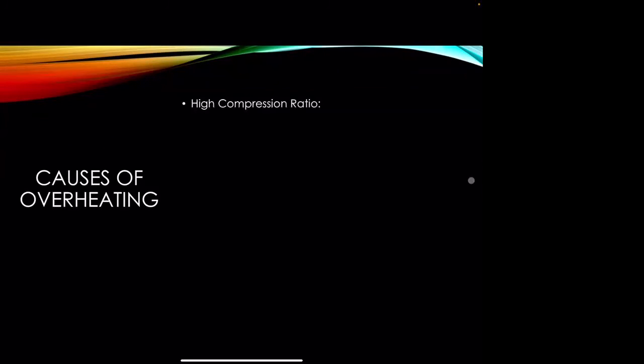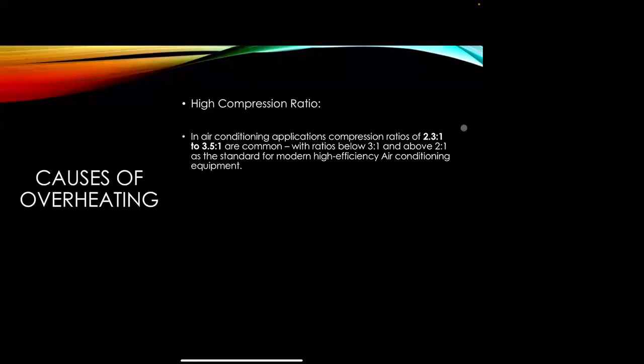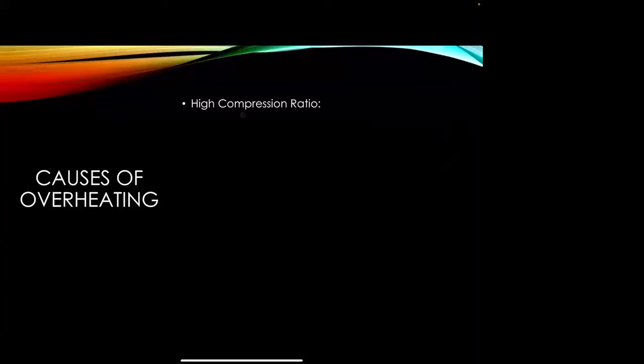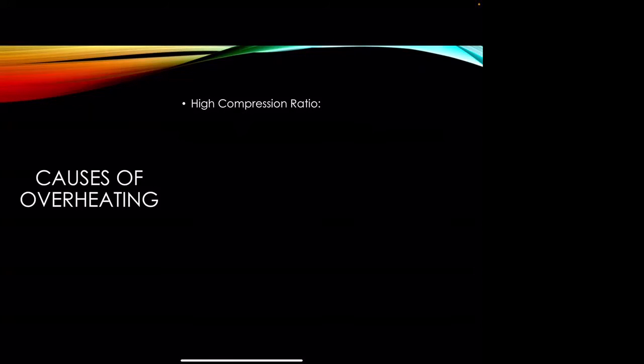Let's look at some causes of overheating, some things that we can see out in the field. We call that high compression ratio. Okay, high compression ratio. Do you guys understand how to get your compression ratio? Some nods maybe. Okay, we're going to go over it. So this is what this is for here.